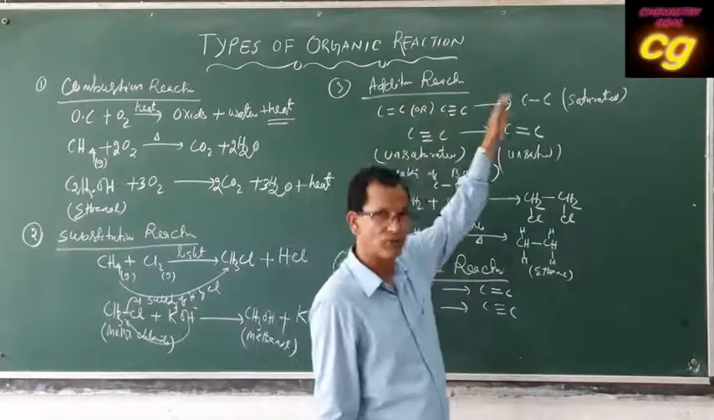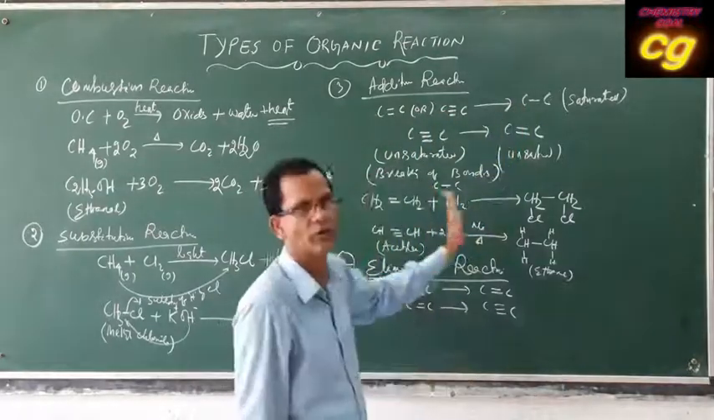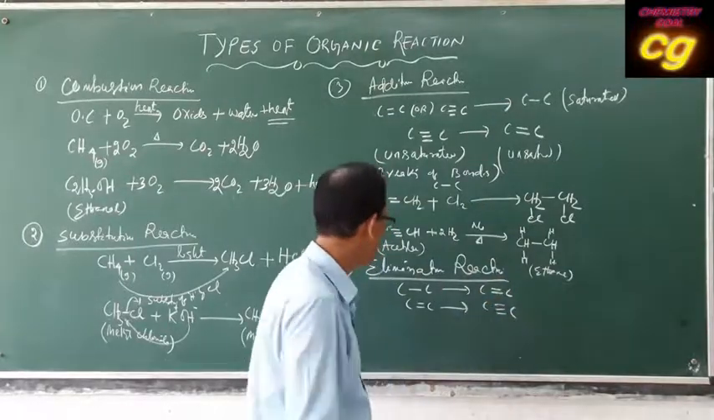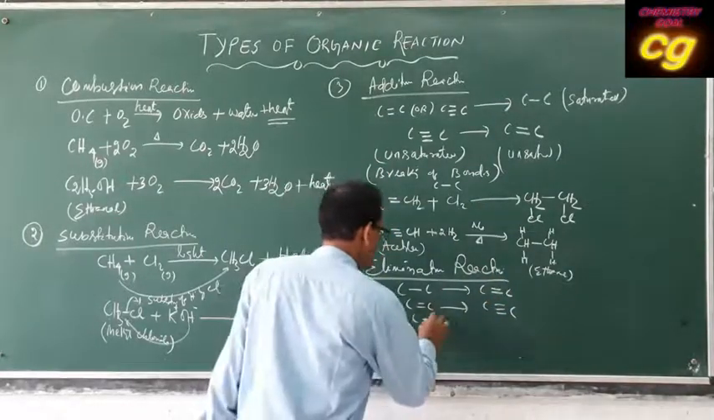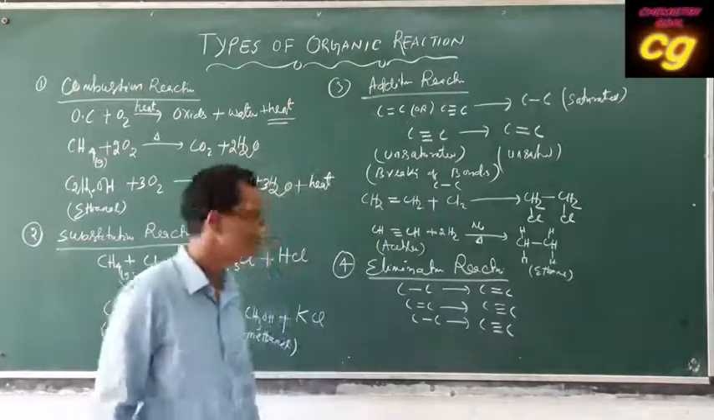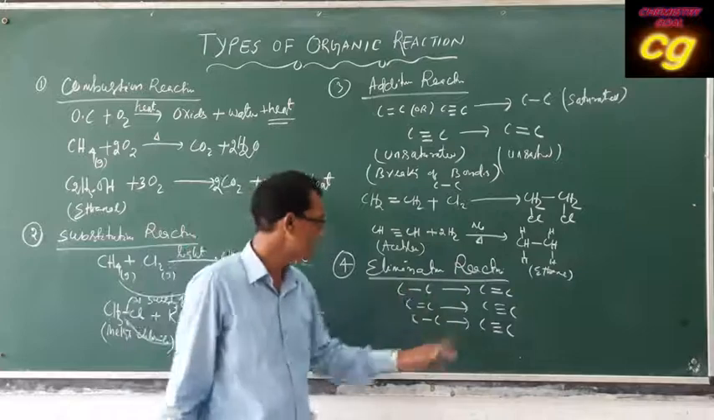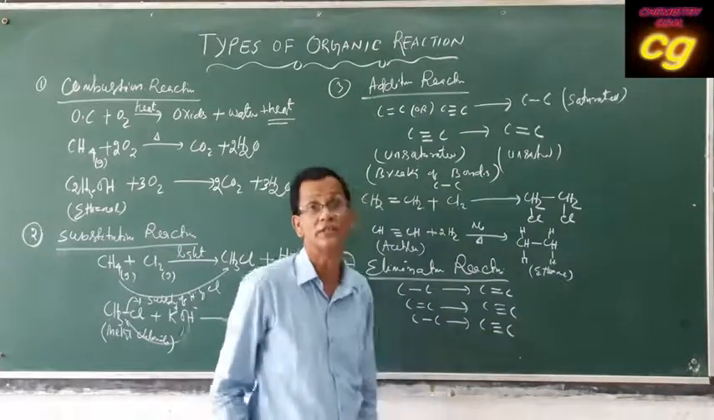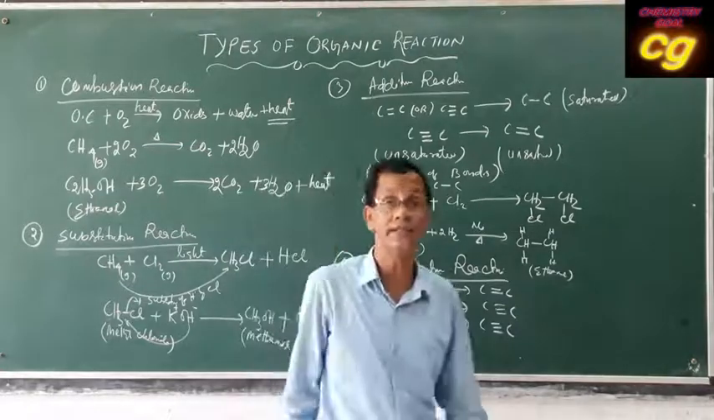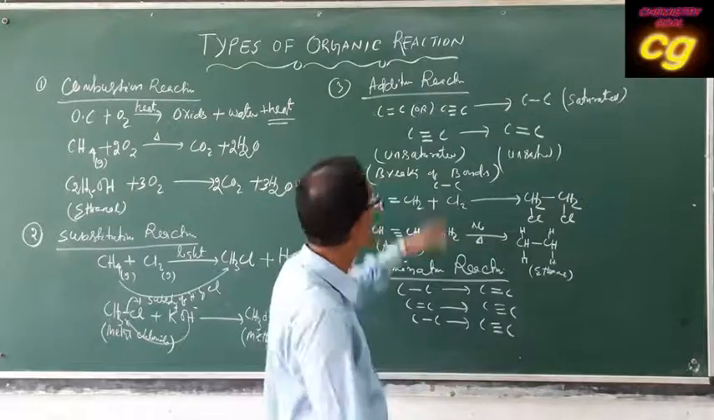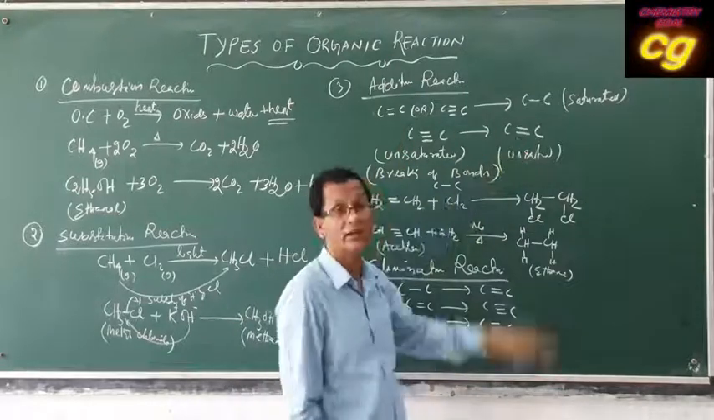In addition, double or triple bonds convert to single. Here single converts to double, or double converts to triple, or single also converts to triple. Single bond to double bond, single to triple, double to triple. In elimination, the number of bonds increases. When the number of bonds decreases, that is called addition reaction.